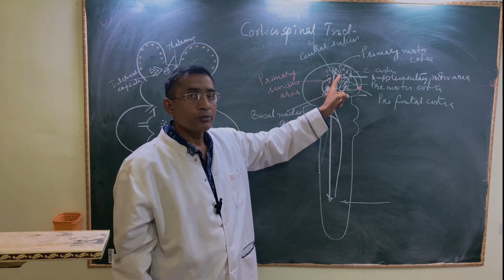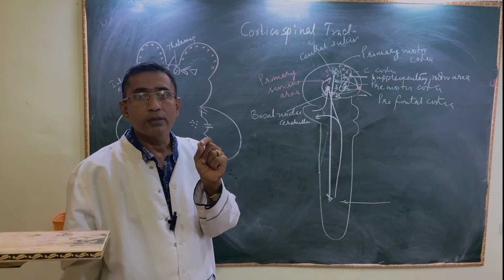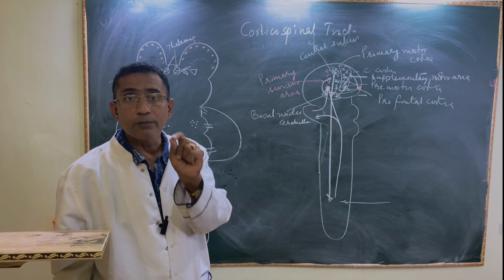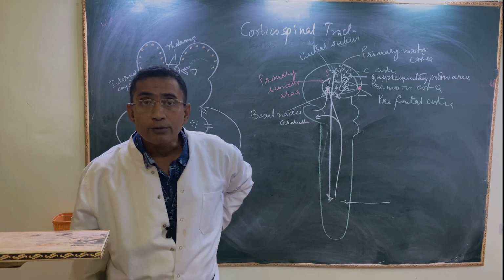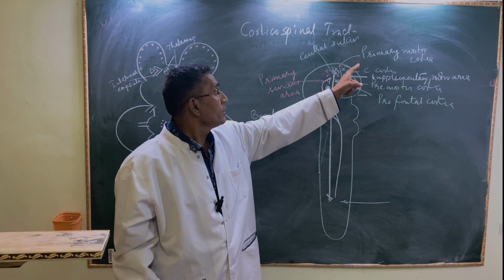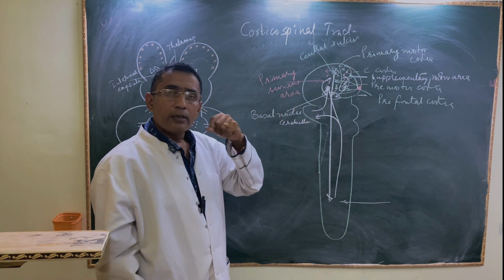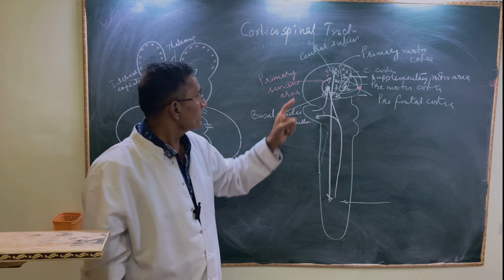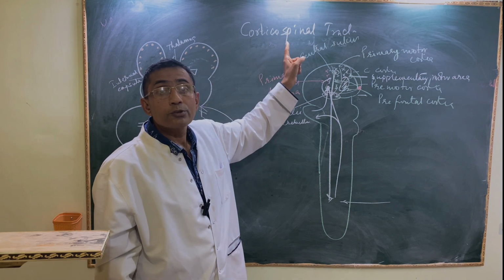This supplementary motor area is actually involved in doing the primitive type of movement of the trunk. Primitive type of movement is done by the supplementary motor cortex. Let us forget all these things. Our aim is to talk about the corticospinal tract.